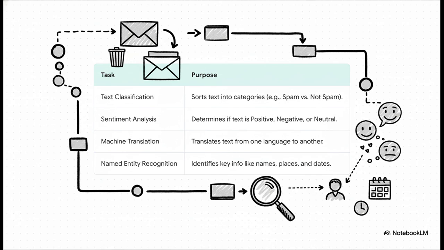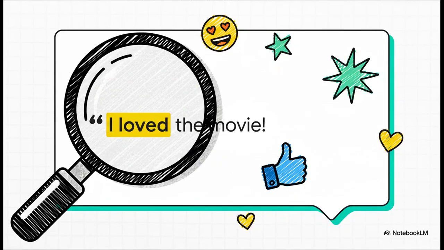For instance, text classification. That's what's happening under the hood when your email is sorted into spam versus not spam. Sentiment analysis. That's what figures out if a product review is positive or negative. And then there's something called named entity recognition, which can scan a huge news article and just instantly pull out every person, place, and date. Let's zoom in on that one for a second.